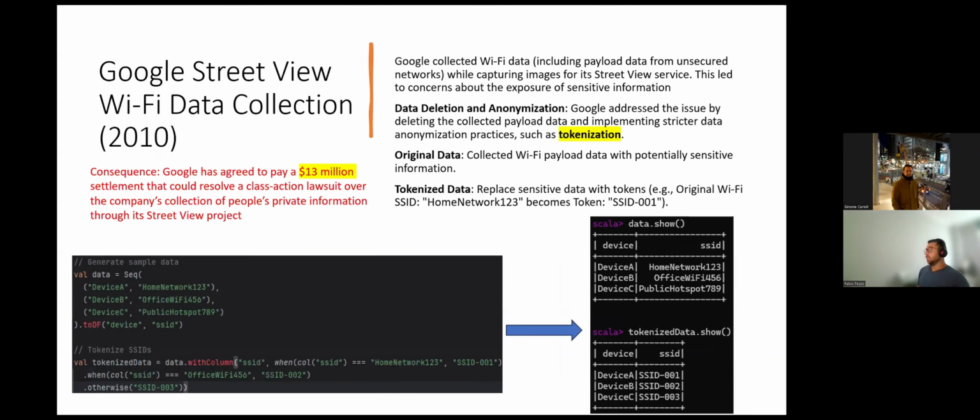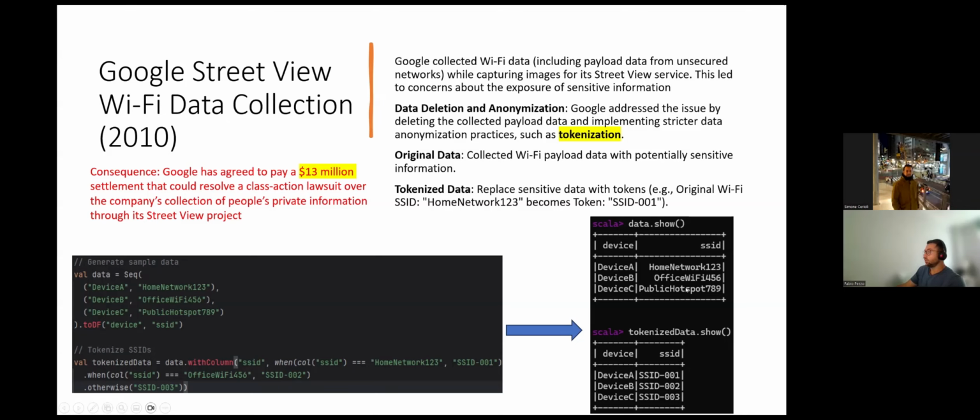And then the last case that I want to show you is Google Street View data collection in 2010, because Google collected Wi-Fi data, including payload data from Wi-Fi networks, while capturing images for its Street View service. And as you can see, this is a very big security problem. So as a response, Google addressed the issue by deleting the collected payload and implementing stricter data anonymization techniques like tokenization. And tokenization consists in replacing some fields with general strings.